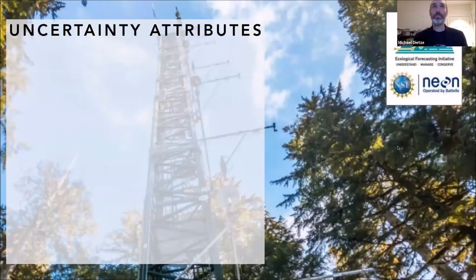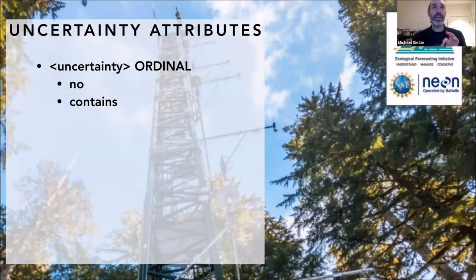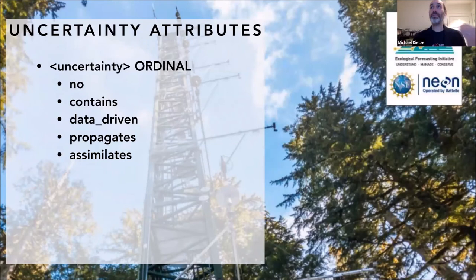For each of these five uncertainty terms, we're asking users to document a few key attributes. First, under the uncertainty tag, does this model even have this concept at all? And if so, is that concept data-driven? And if it is data-driven, are you propagating that uncertainty forward into the forecast? And if you are, are you also performing any sort of iterative assimilation where the model's learning iteratively using some sort of data assimilation technique? In terms of model complexity, we focused on the dimensionality of these variables.